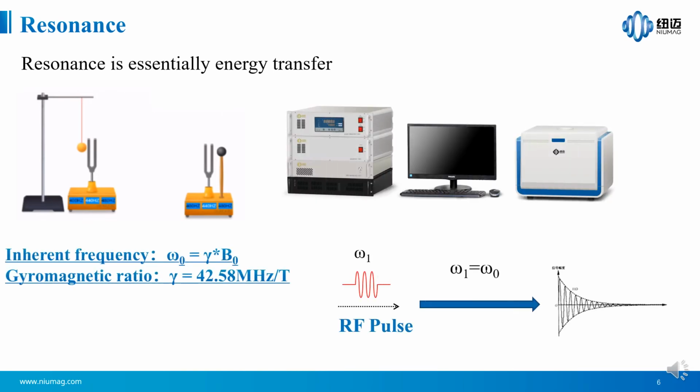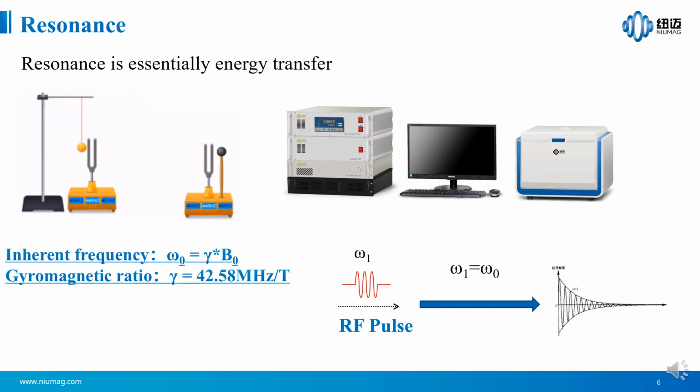The MRI works the same way. Nuclei in a magnetic field need to meet certain conditions to produce resonance. We can apply radio frequency pulses, and when the frequency of the radio frequency pulses is consistent with the Larmor frequency of the nucleus in the magnetic field, the resonance occurs.